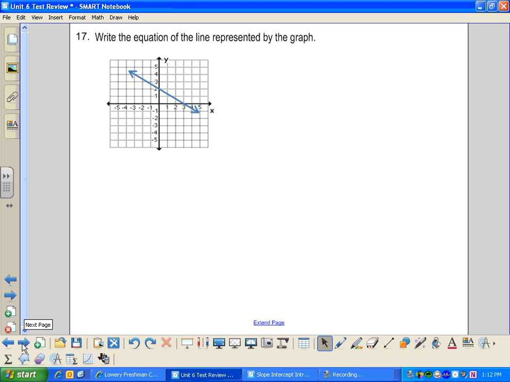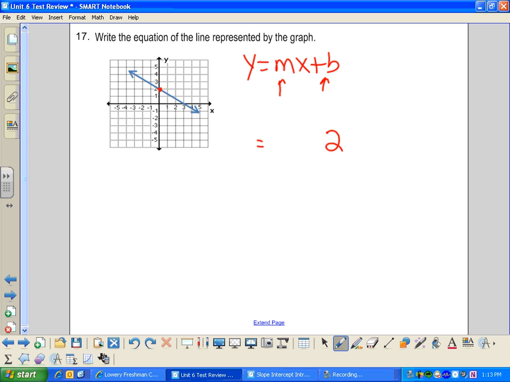Write the equation of the line represented by the graph. Okay, in order to write the equation of the line, I've got to find two things: the slope and the y-intercept. Oh, I can do that. I'm so good at this. Here we go. Well, the y-intercept's really easy. It's where it intersects the y-axis. So, bam, there it is. My y-intercept, my b value, is going to be 2.